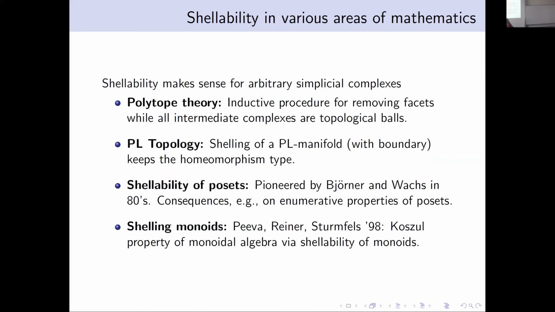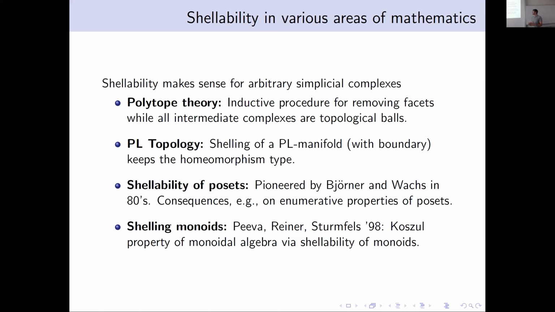So, okay. And let me also mention that shellability has applications throughout mathematics. Here are just some of the more interesting ones. Of course, we have already seen polytope theory, where we can just do these inductive proofs. But more generally, we can do things in PL topology, where we have shellings of PL manifolds. But what was also studied was shellability of partially ordered sets. And here this was pioneered by Björner and Wachs in the 80s, and allowed them to prove many enumerative properties of some interesting posets, like the Bruhat orders I was mentioning before.